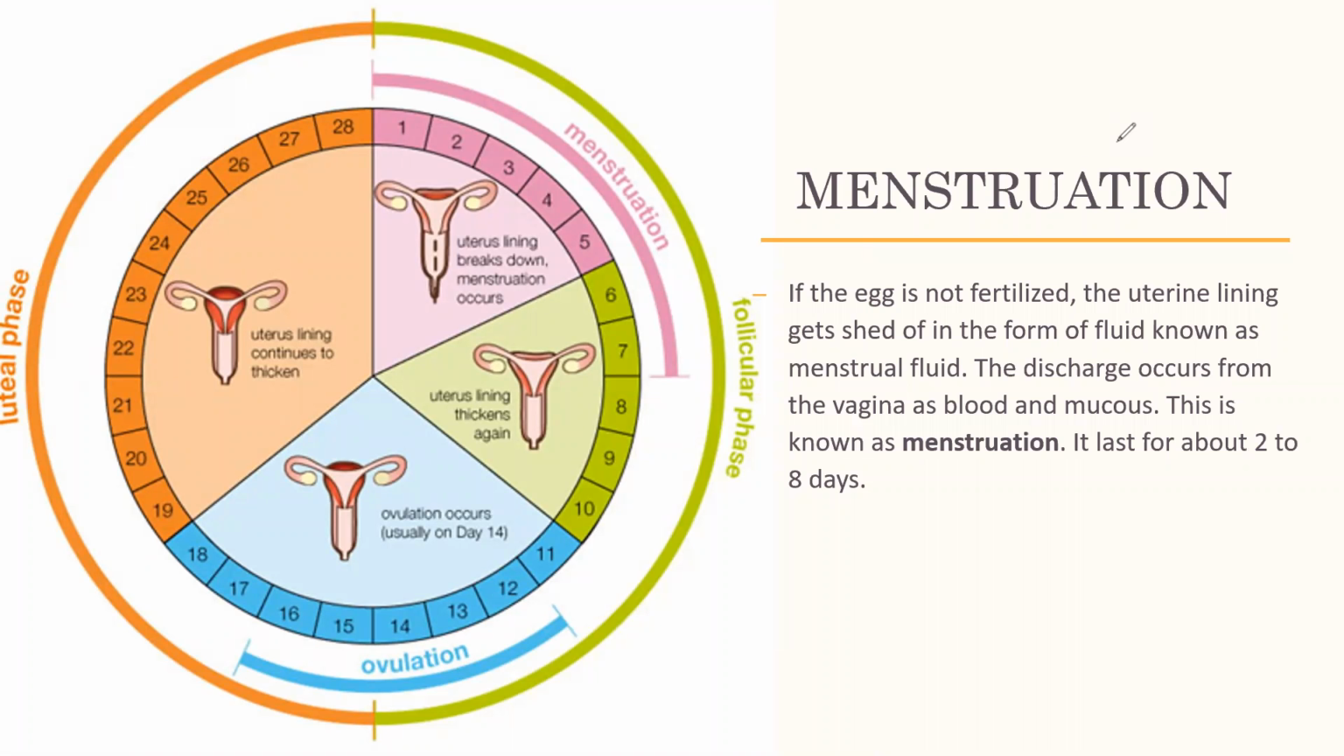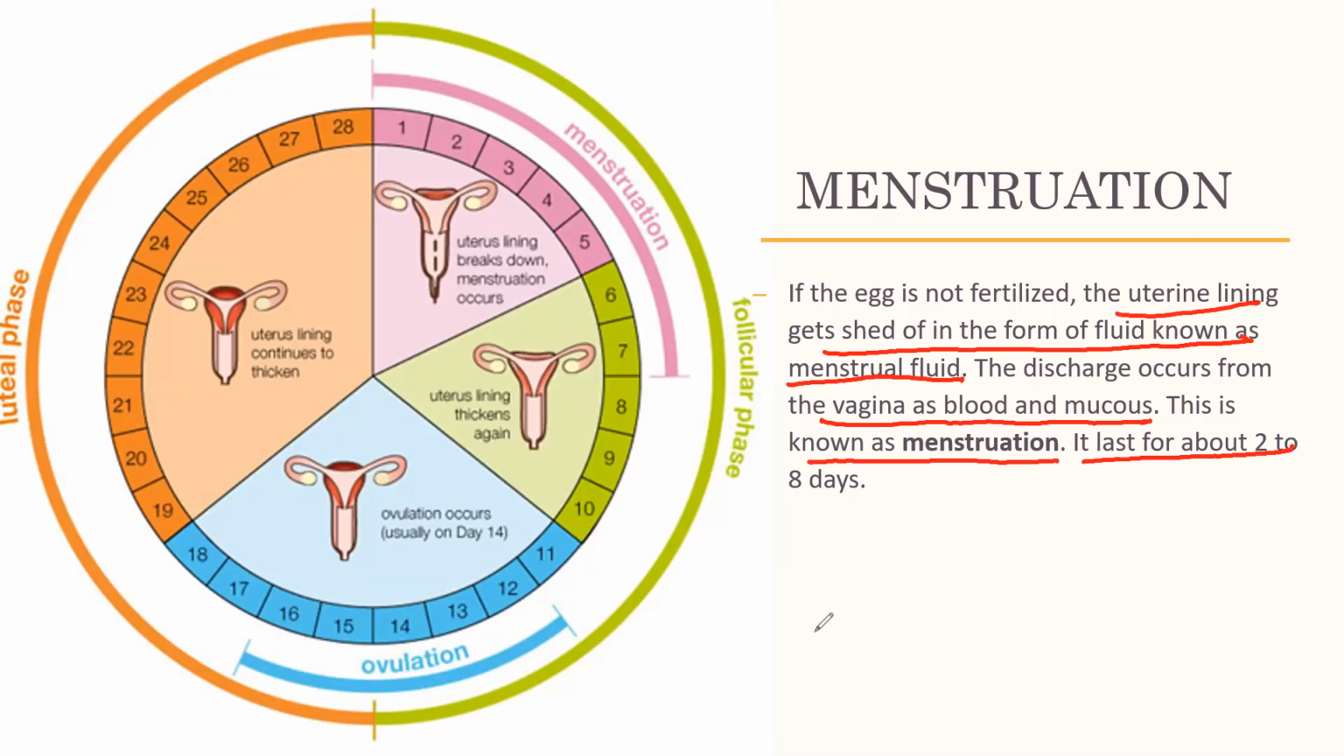If fertilization doesn't take place, if the egg is not fertilized, then the uterine lining is shed in the form of a fluid, and this is known as menstrual fluid. The discharge occurs from the vagina as blood and mucus, and this is known as menstruation, and it lasts for about 2 to 8 days. This entire cycle is known as the ovulation cycle or menstrual cycle.